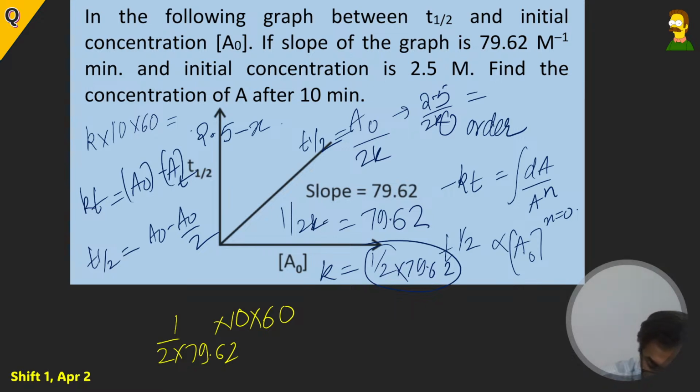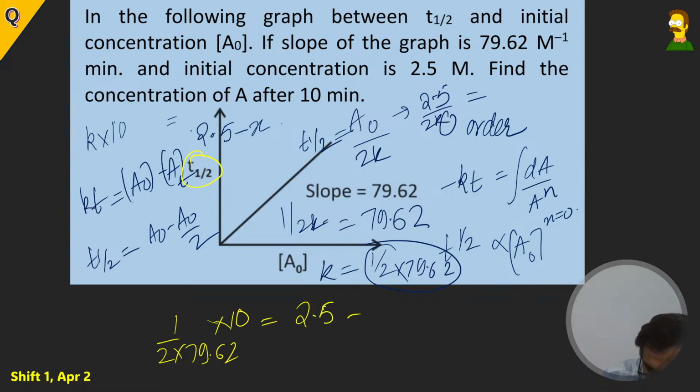Oh, नहीं, there is no into 60 because ये जो हमको यहाँ पे दिया हुआ है, t½ minutes में दिया हुआ है. Yeah, then this is a weird question. अगर ये second में नहीं है, then this is a weird question because this value is going to be extremely small and almost immaterial. I'll tell you what I mean.